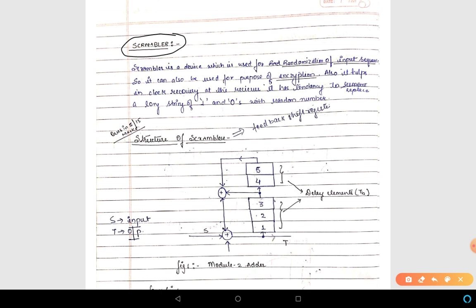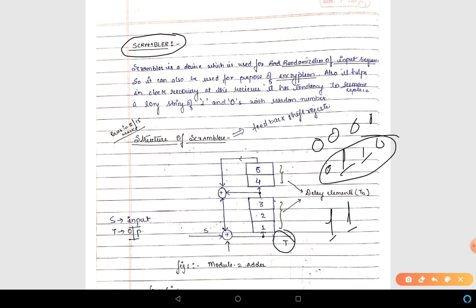Suppose we have a long string of 0s and a long string of 1s, and a polar NRZ scheme is to be used. In that case, if we pass the long string of 0s and 1s through something called a scrambler, it will insert randomized bits at the output. That is, a long string of 0s may be replaced by 0 1 1 0, so that enough transitions are there and clock recovery becomes possible.